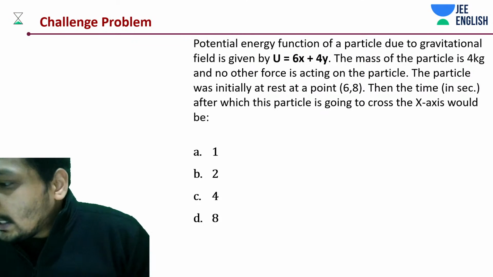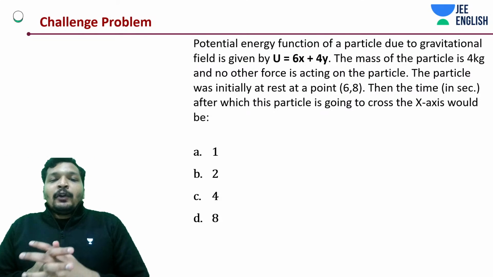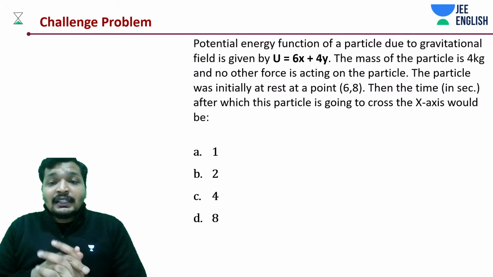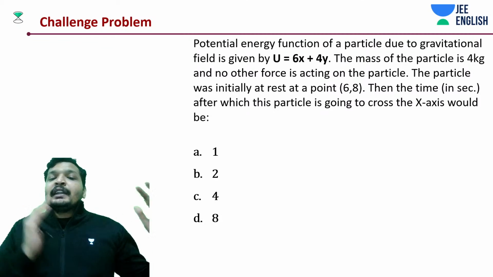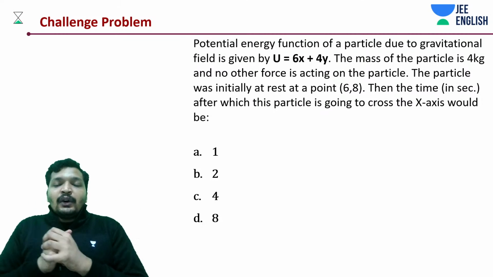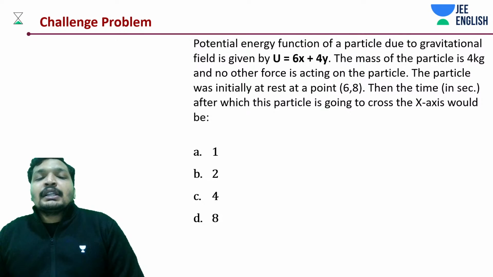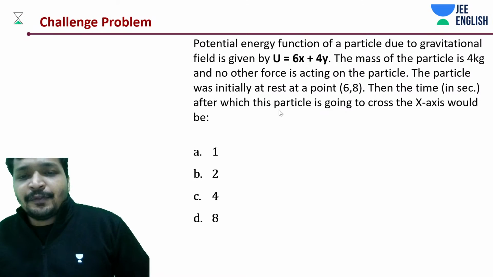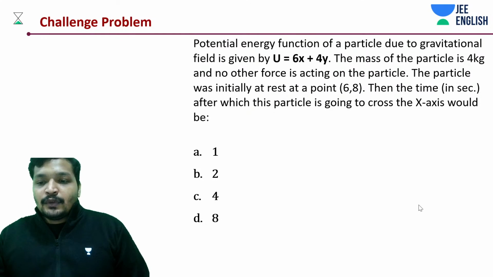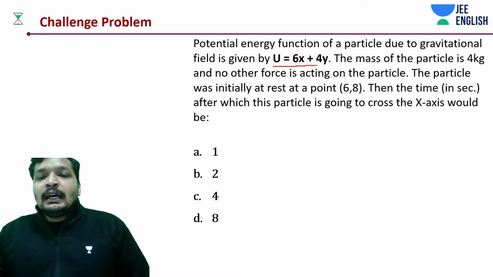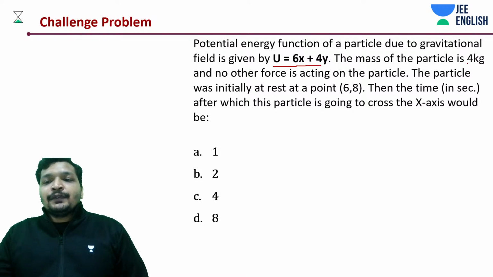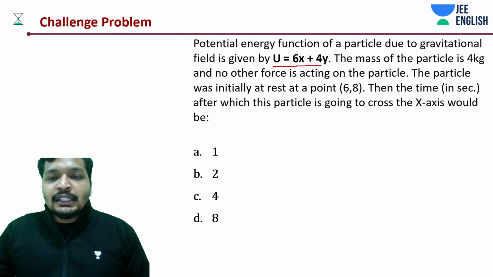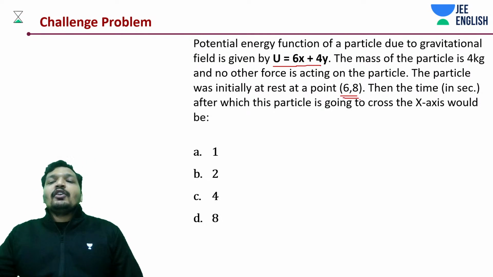So we'll do a thing. This is one of the kinds of problems that you can expect in your exam. You need to understand this very carefully. You might have dealt with field potential. Now here is a question where it is asking you: the potential energy of a particle due to a gravitational field is given by 6x plus 4y. The mass of the particle is 4 kg and no other force is acting on the particle. The particle was initially at rest at the point (6, 8).